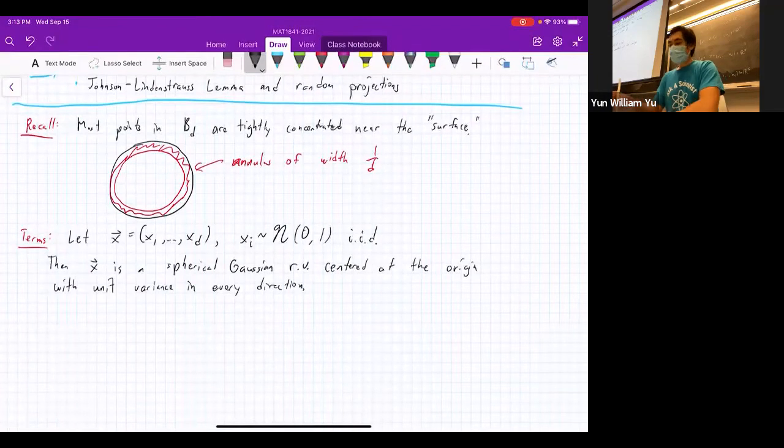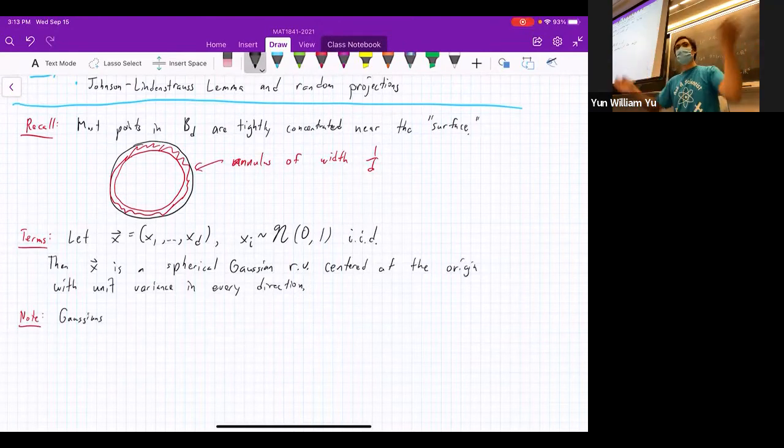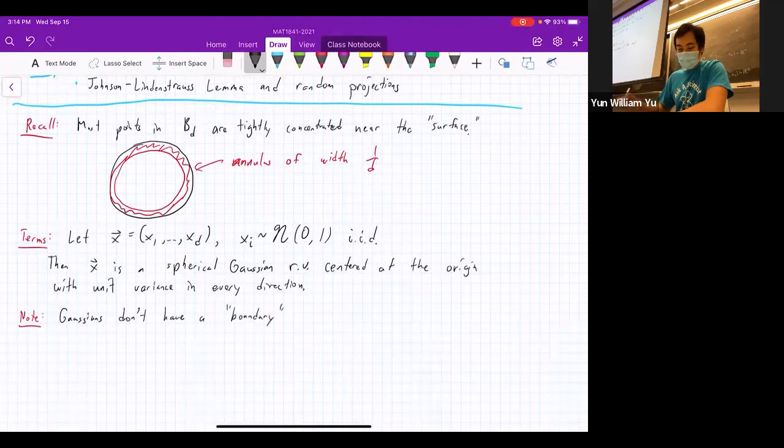Now there are a couple of things we should say about these Gaussians first. The first thing to note is that unlike hyperballs, Gaussians don't really have boundaries, because the probability decays off as you go towards infinity. So they don't have a boundary the same way that a ball does. But we can still talk about where most of the probability mass is concentrated.